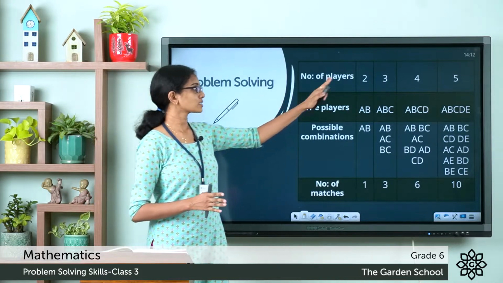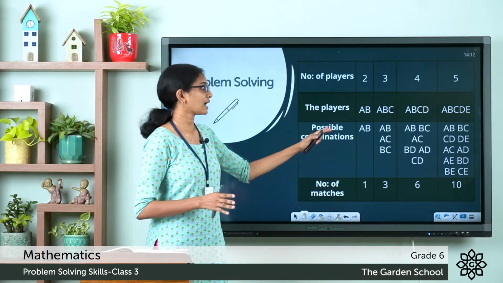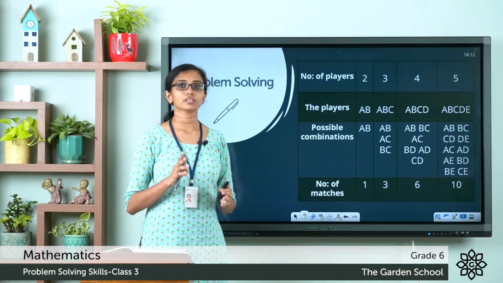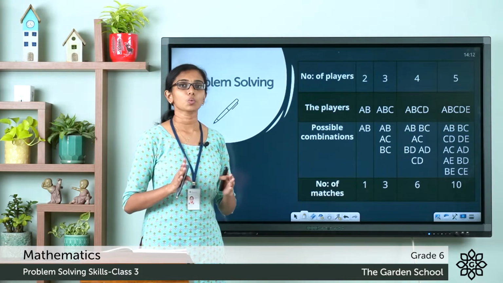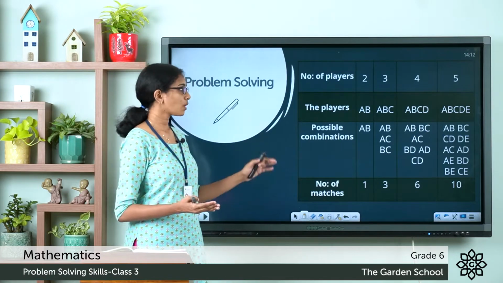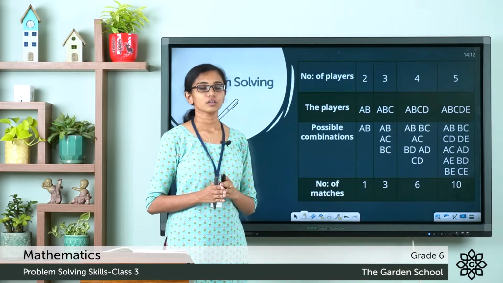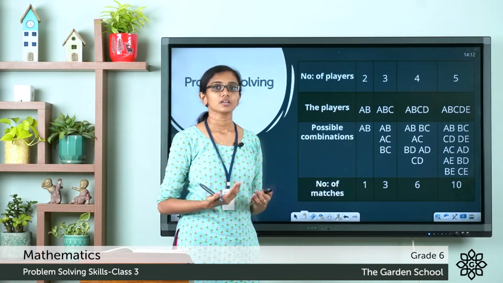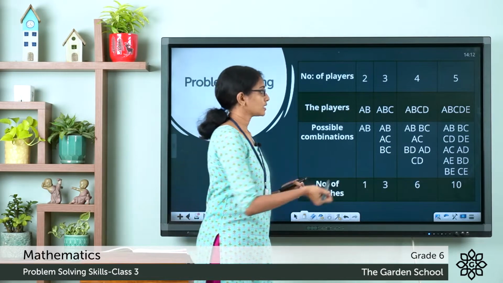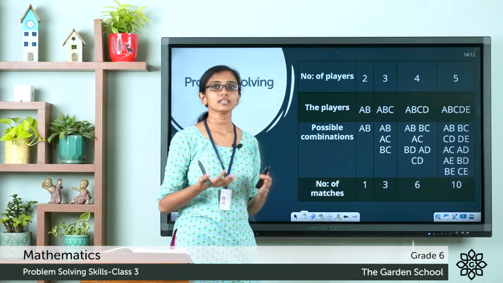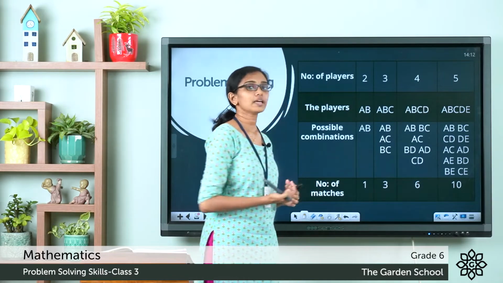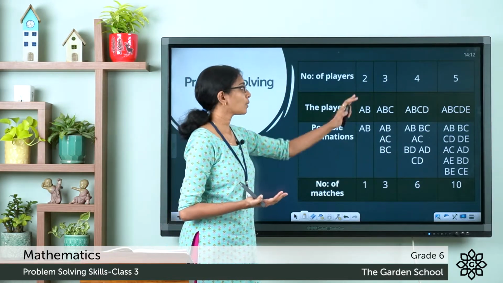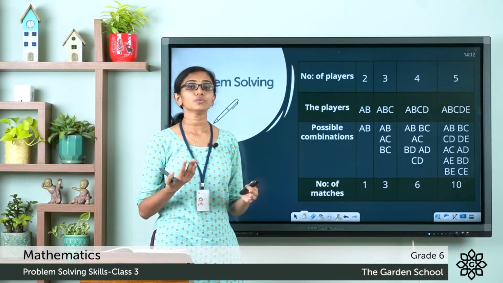So when the number of players is 2, let the players be A and B. The possible combinations of matches will be between A and B only. There will only be one match possible with 2 players. Now, what if there are 3 players? Say for example A, B and C. Which are the possible combinations? See, A and B can play a match together, B and C can play a match together, then A and C can play a match together. So the total possible combinations is 3 when the total number of players is equal to 3.